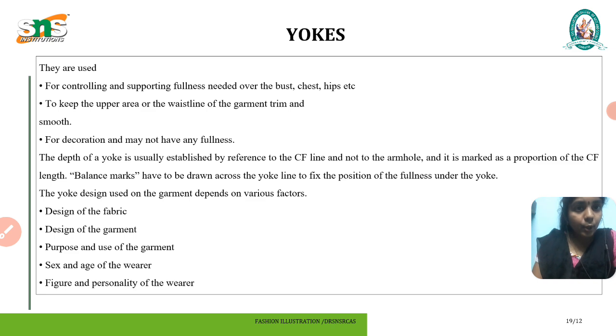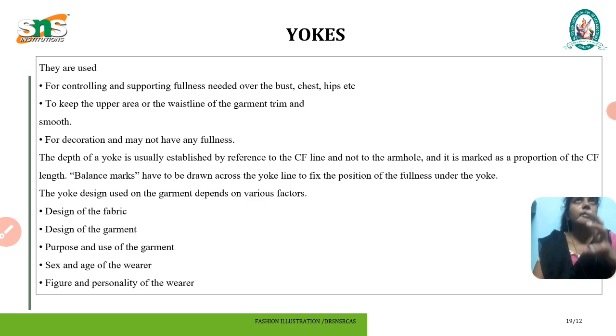The depth of the yoke is usually established by reference to the CF line and not the armhole, and it is marked under the portion of the CF length, that is, the full length. Balance marks have to be drawn across the yoke line to fix the position and the fullness under the yoke. The yoke design on the garment depends on various factors. Same as in the collar, how a garment has been planned, the yoke has to be planned likewise. First one is the design of the fabric.